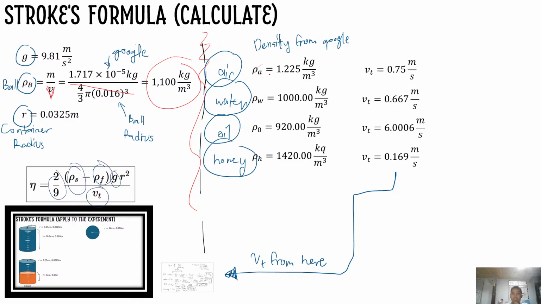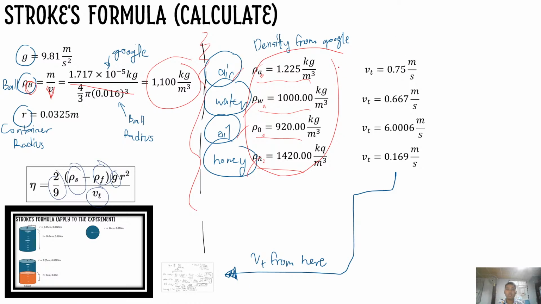And now moving on to the density of each liquid. From the video I got 4 different types: air, water, oil, and honey. All these densities I got from Google. I use a letter to represent each liquid: A for air, W for water, O for oil, H for honey, and the density of the ball is big B.